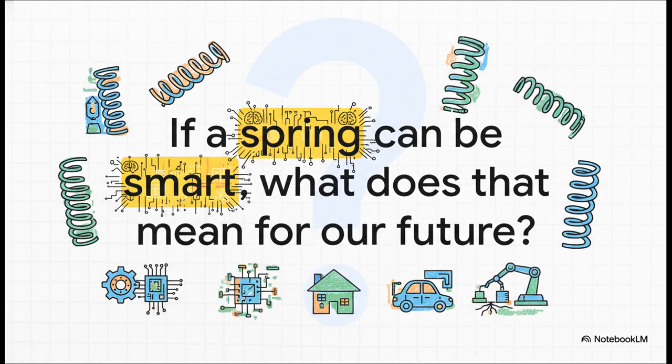We've just seen how one of the simplest, most common objects in our world, the spring, is being totally transformed with digital intelligence and smart materials. So, if this is what's happening to the humble spring, what does that mean for the future of, well, everything else?